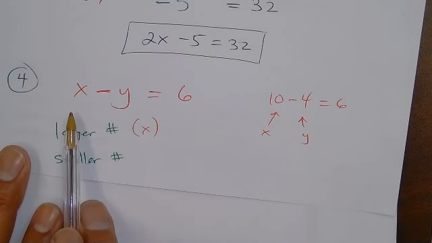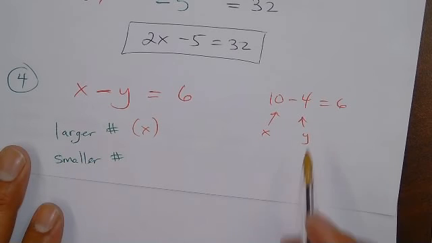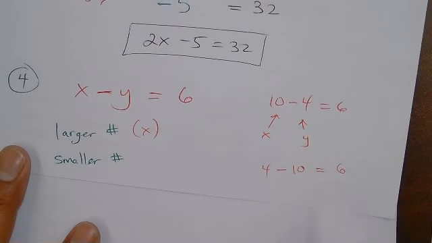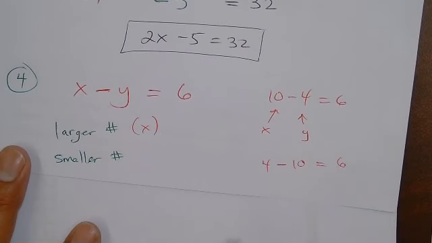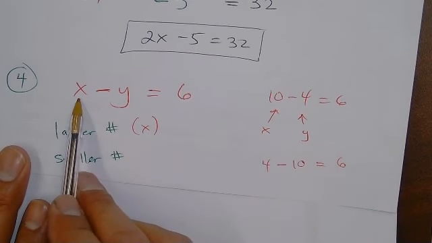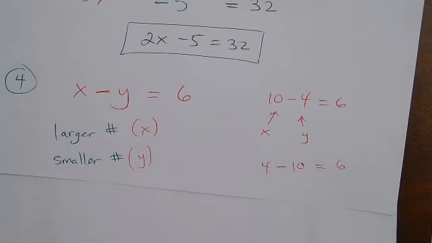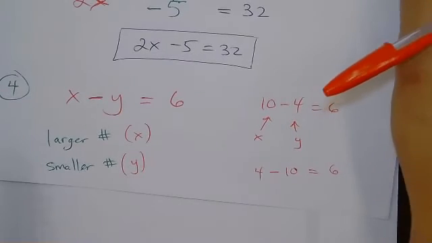Because what if you say y is the larger number and then this one's smaller? Would you agree you'd get a negative answer? Yeah. Right? If I switch this around and I say that the y is the larger and the x is the smaller, would you get a positive answer? No. I think you guys get that, right? For subtraction, this one has to be the larger and this one has to be the smaller. So the smaller would be y.